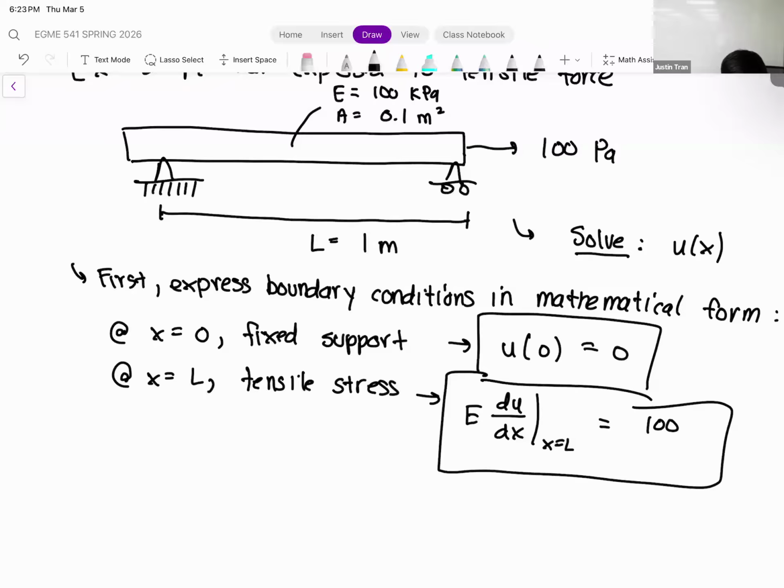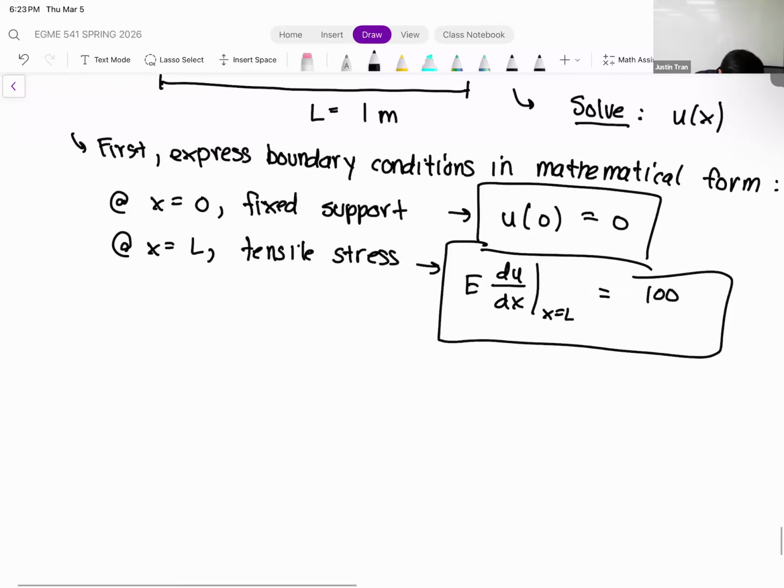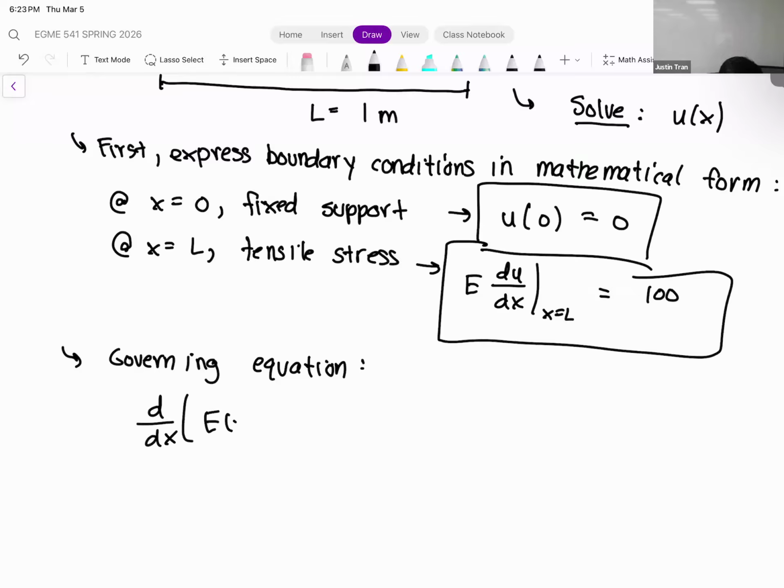But since our force here is tensile, we can apply it as a positive stress. All right, so let's go ahead and solve it. This is a pretty simple case. Let's write out our governing equation. Let me write out the full equation here, but you're going to see that a lot of it is going to simplify away. So you have d dx of E of x, A of x, du dx, plus b of x, is equal to 0.